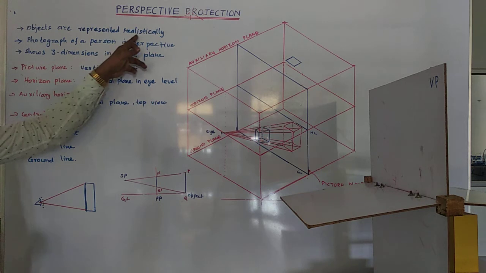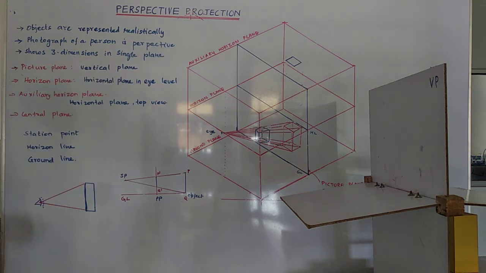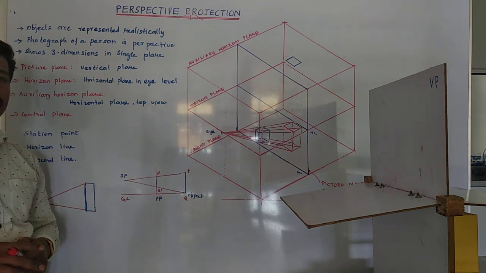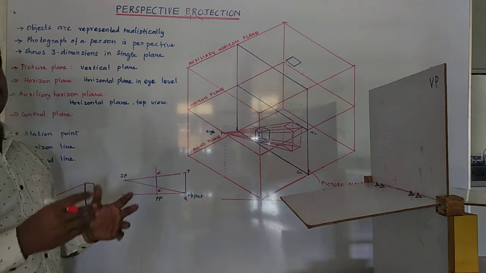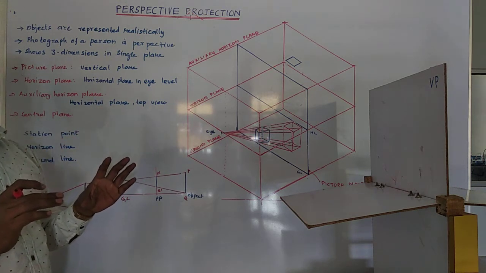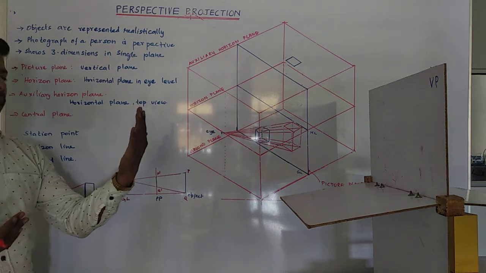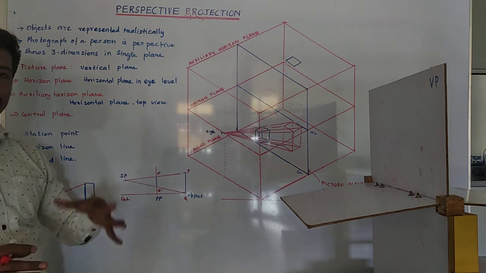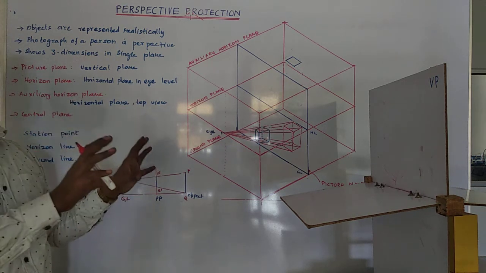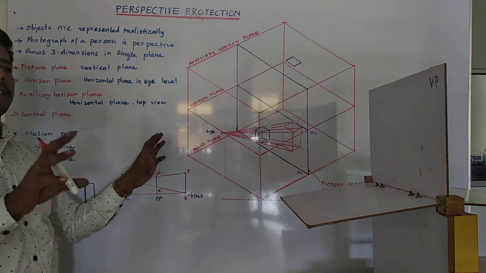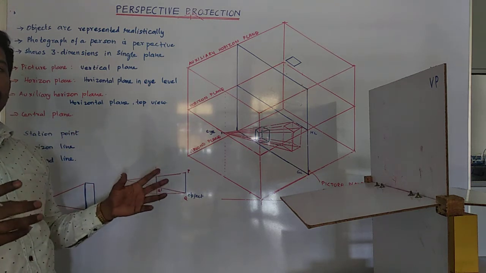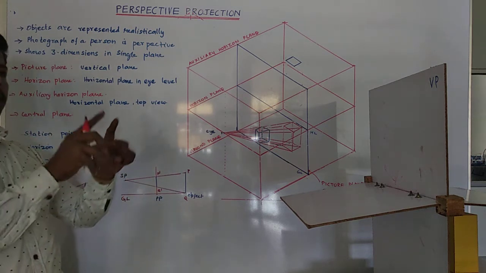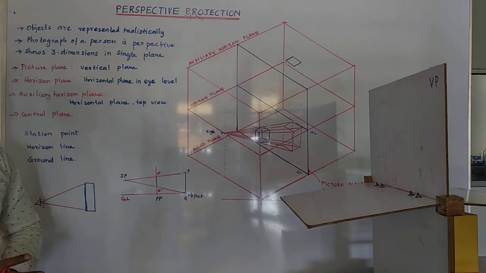In this projection, objects are represented realistically. When we are looking at an object, how it looks to our eyes is what is represented in this projection. In orthographic projections, we represent the objects in the correct size and length. Isometric projection is nothing but an orthographic projection, so there we draw the correct size of an object.